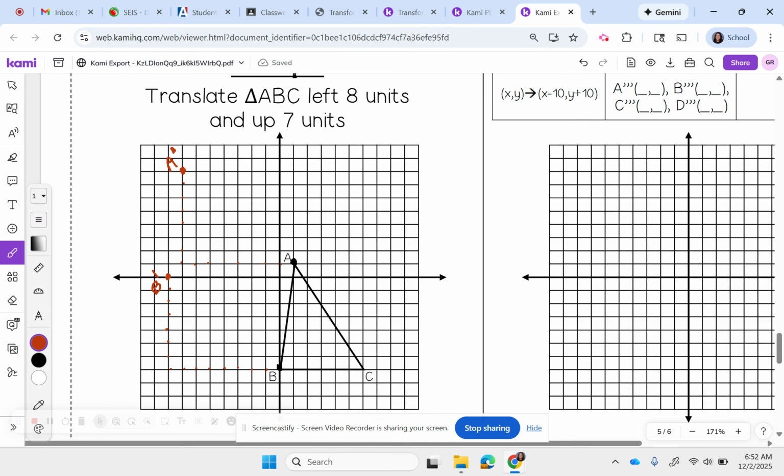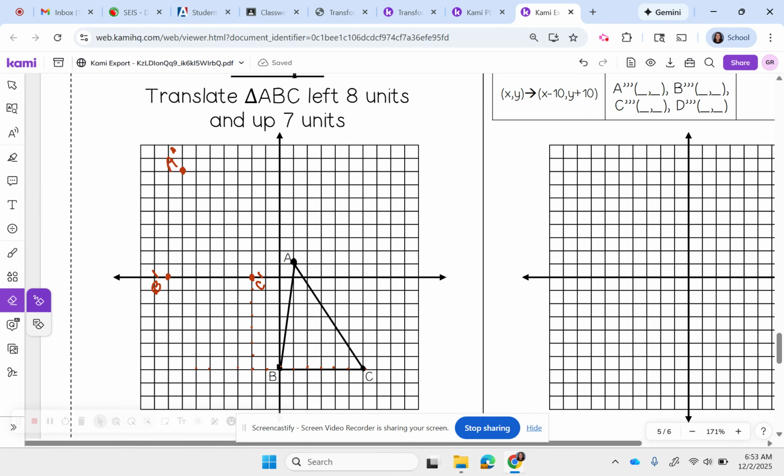And then the last one, we have point C. Okay, and we are going to count left 8. So again, here we go. 1, 2, 3, 4, 5, 6, 7, 8. And I'm going to count up 7 from here. 1, 2, 3, 4, 5, 6, 7. You're going to put your new point. You're going to name it C. Add your 1. I'm just erasing these. I just wanted you guys to be able to count with me.